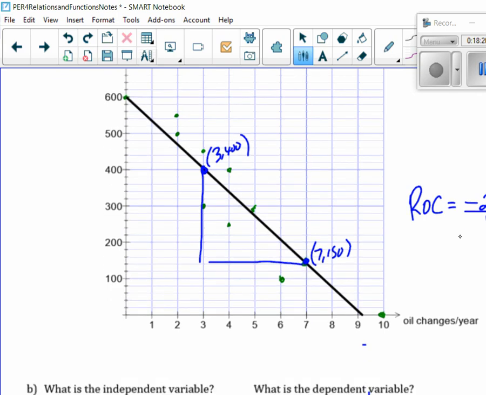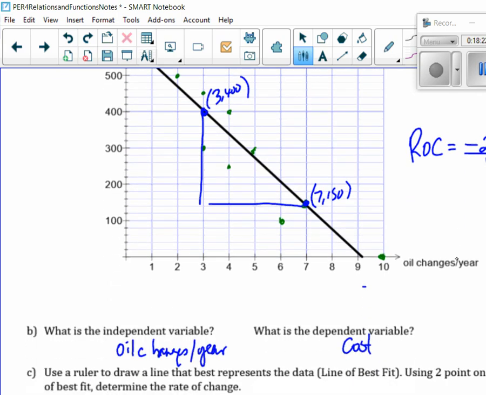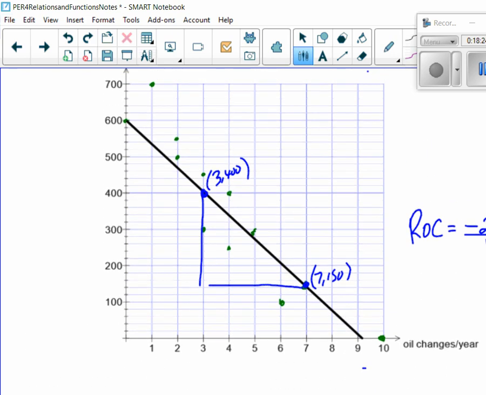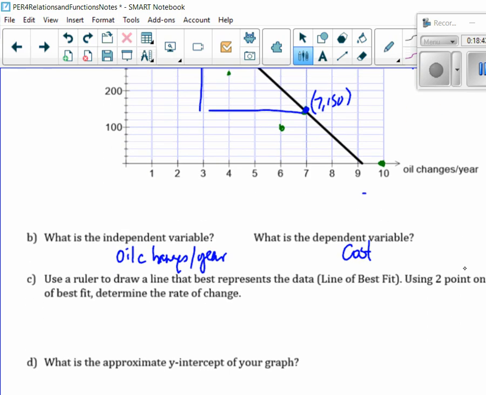Okay, and... 400 minus 150. 7 minus 3. Remember, it has to be the change of y over the change of x, right? And I know it's negative because it's going down to the right. Does that make sense? Okie dokie.